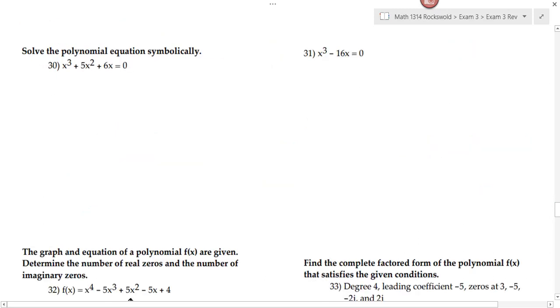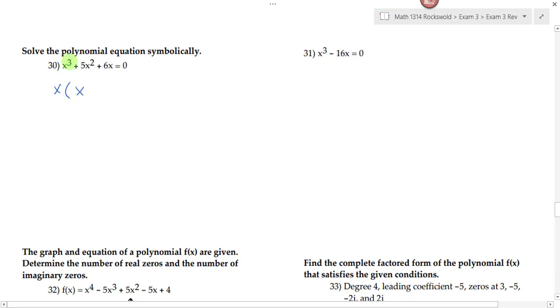On 30 and 31, we're asked to solve the polynomial equation symbolically. That means that I need to factor this and then set each factor equal to 0. Do I have a common factor I can pull out of this? X is your common factor. You always want to pull out a common factor if you can, because that's the easiest way to work this down to get it completely factored.